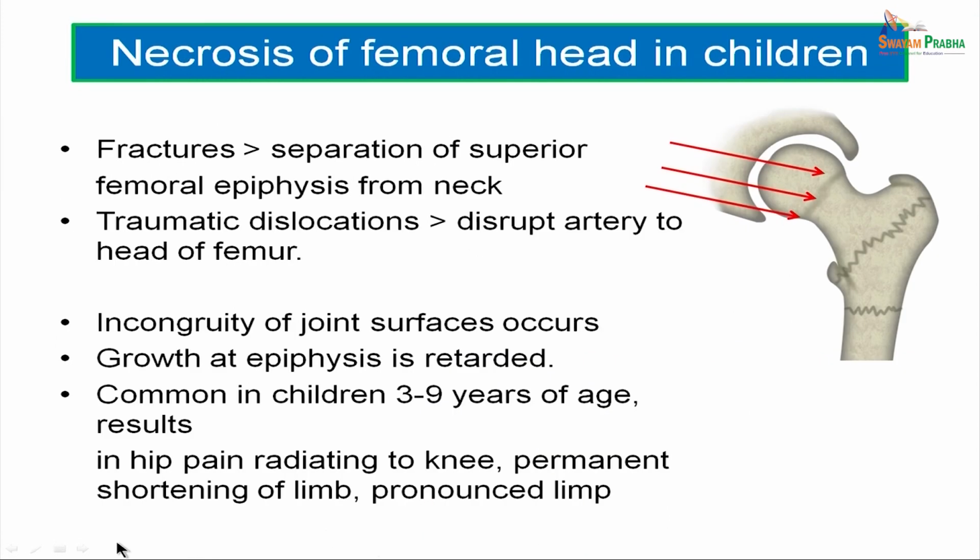Necrosis of the femoral head in children can sometimes occur in which the superior femoral epiphysis separates out from the neck. This occurs as a result of traumatic dislocations, and what happens is there is an incongruity of the joint surfaces. The growth at the epiphysis is retarded, and this is especially common in children of the age group 3 to 9 years of age, and with the resultant hip pain which is radiating to the knee, with a permanent shortening of the limb and a pronounced limp which is present.